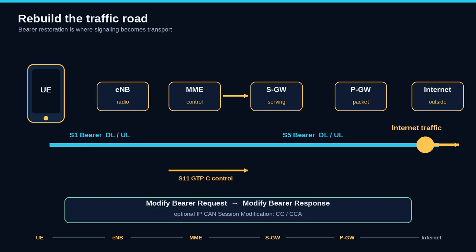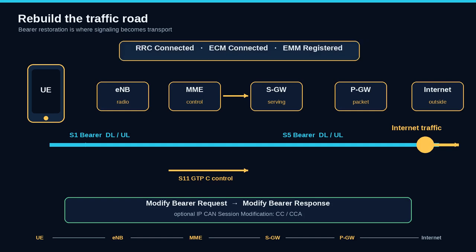The UE, ENB, and MME can now occupy connected states. RRC connected on the radio side, ECM connected for the signaling connection, with the UE's EMM registered context retained. Service has not returned because one magic message said go. It returned because signaling and bearer construction converged into one continuous path.